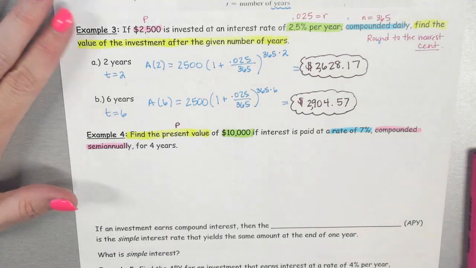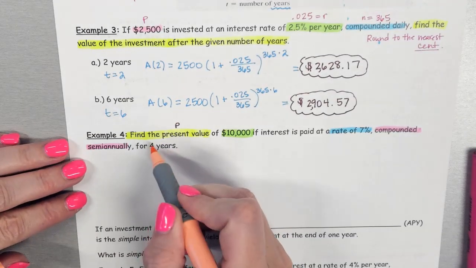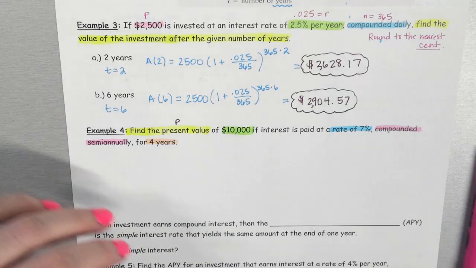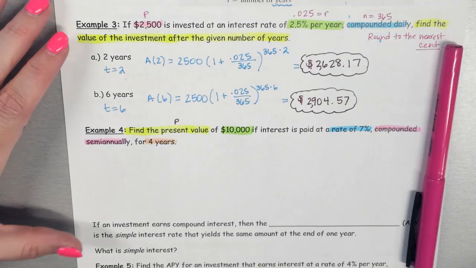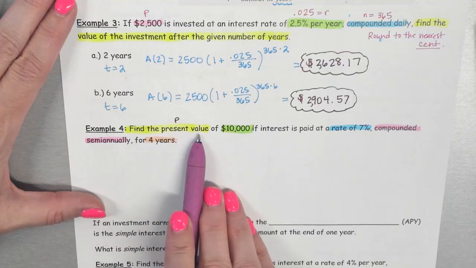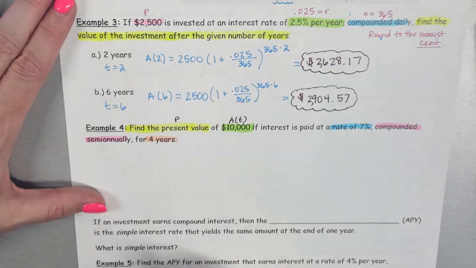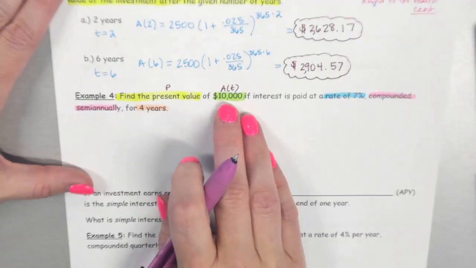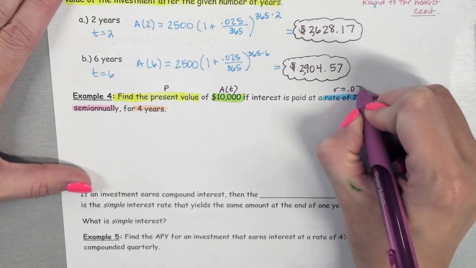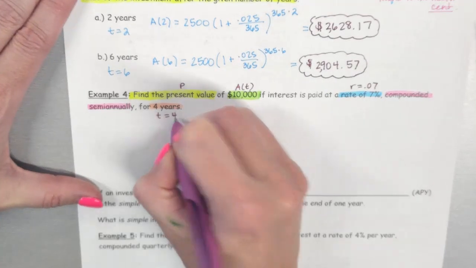Okay, and when you're trying to decide what something means, like semi-annually, I want you guys to think about the prefix of words and how we can relate that to some things, because that's just going to help you remember. So we have to find P, which means find the present value of 10,000. This is going to be your total. This is going to be your A of T, the amount in the account. If interest is paid at a rate of 7%, so 0.07, semi-annually for 4 years.